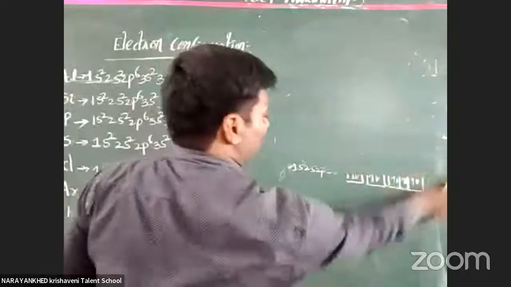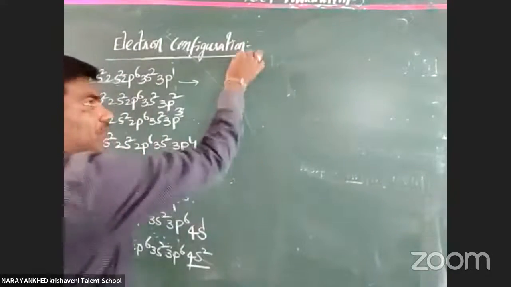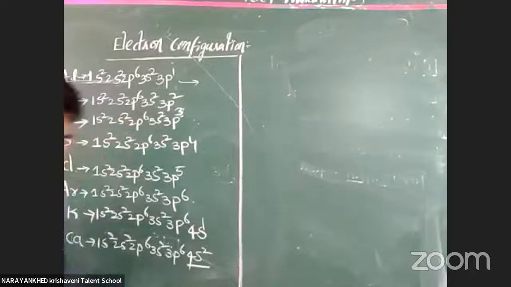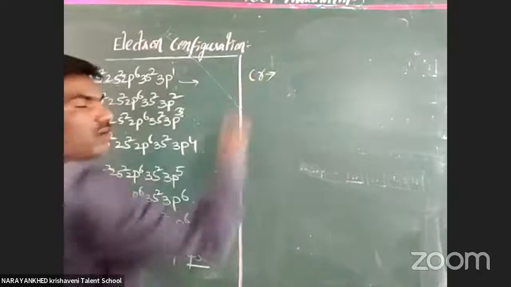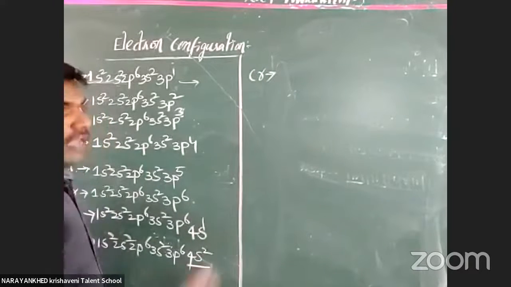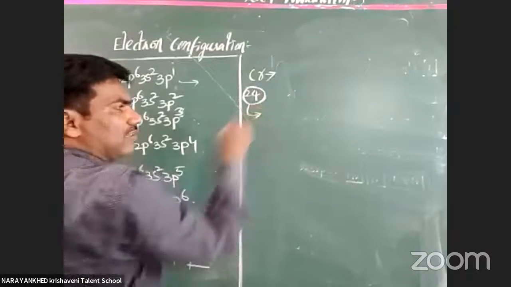The atomic number of chromium is 24, okay? It contains a different electronic configuration. What is that? Tell me, in case your 24 electrons are there, how do we generally write it?